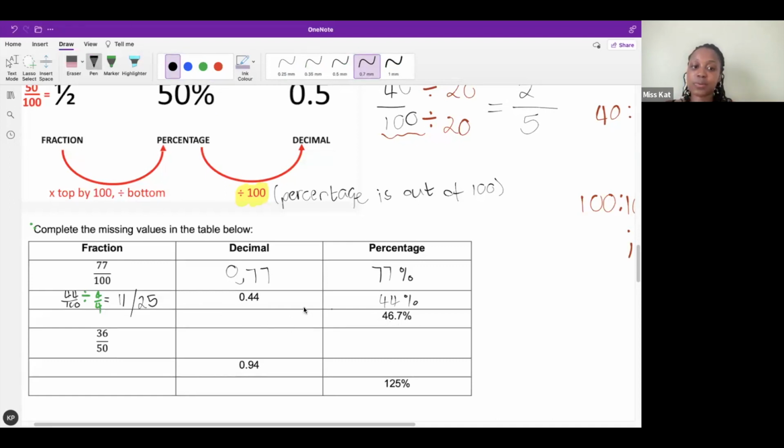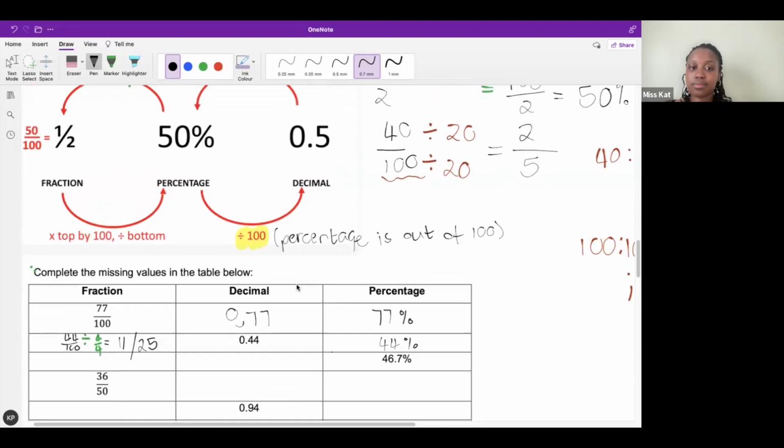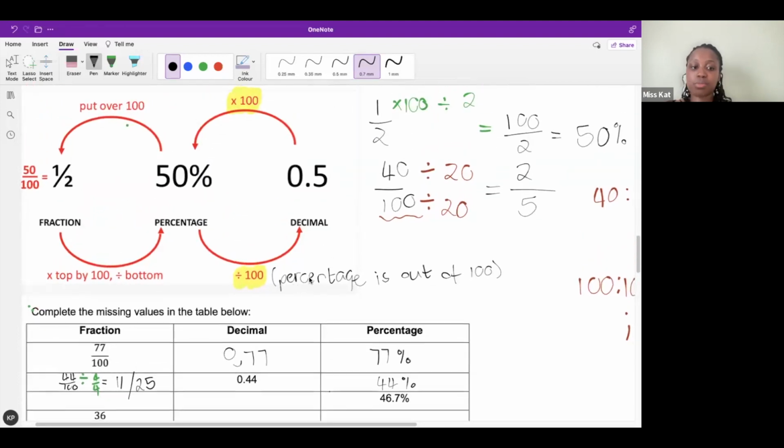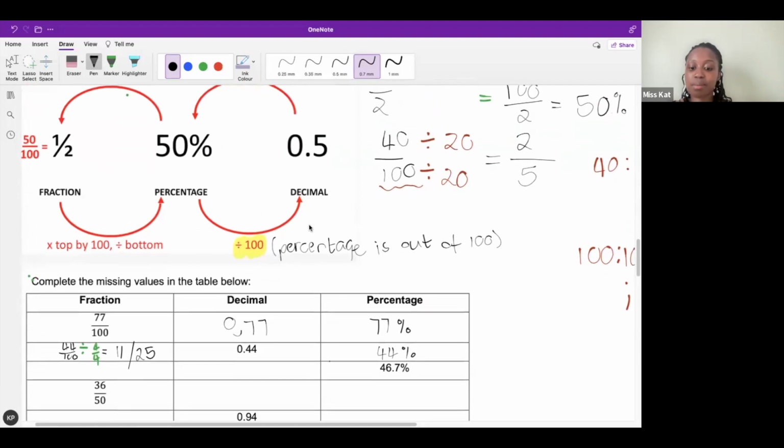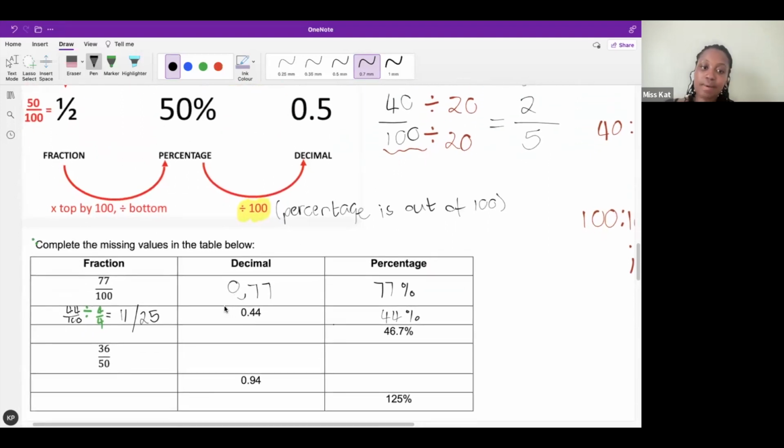46.7% as a decimal. Times, nope, as a decimal. So percentage to decimal divided by 100. So what is my decimal here? If I say 46.7 divided by 100, I will get what? Does anybody know? I'll get 0.467. Okay, thank you, Buhlali.